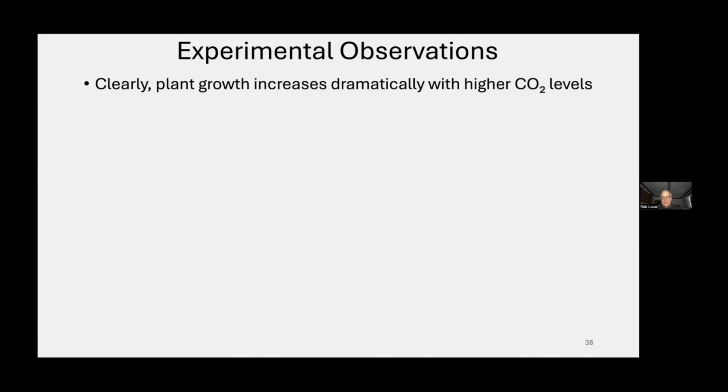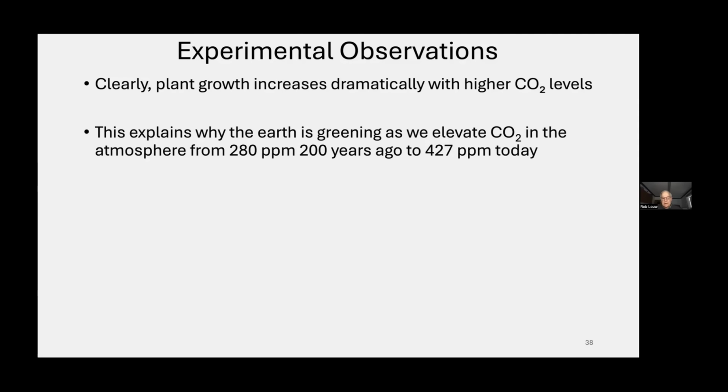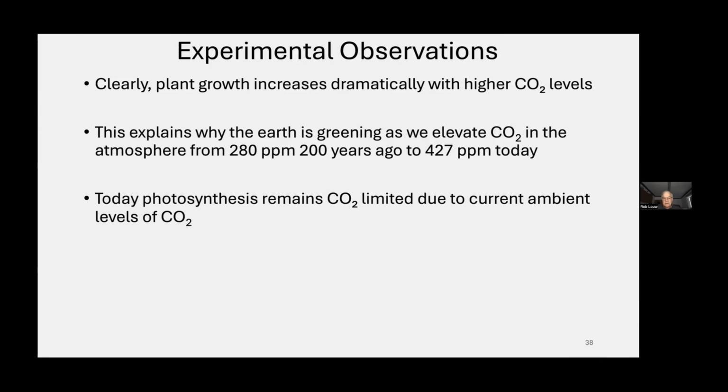Now, clearly, plant growth increases dramatically with higher CO2 levels, and this explains why the Earth is greening. Over the past 200 years, it's risen from 280 parts per million to 427, which is today's level. But today's photosynthesis is still limited due to current ambient levels of CO2. The previous slide, I think, illustrated that pretty clearly.